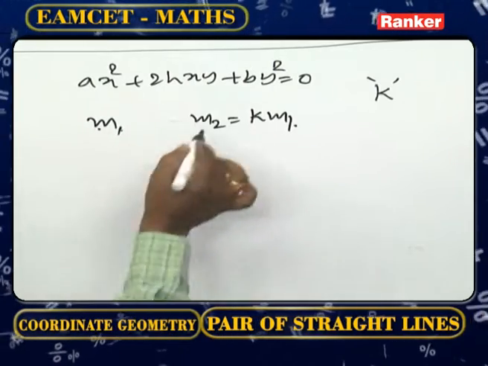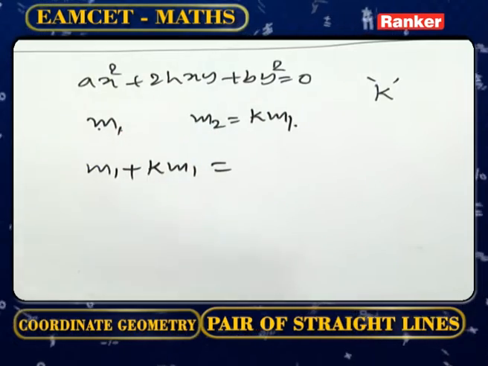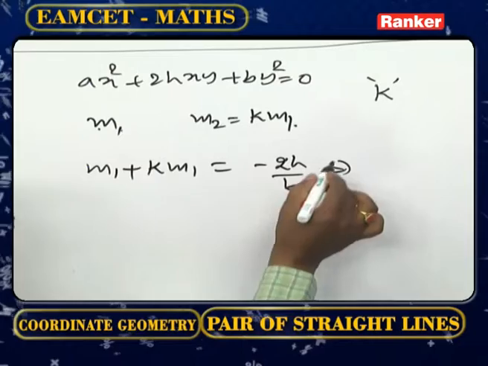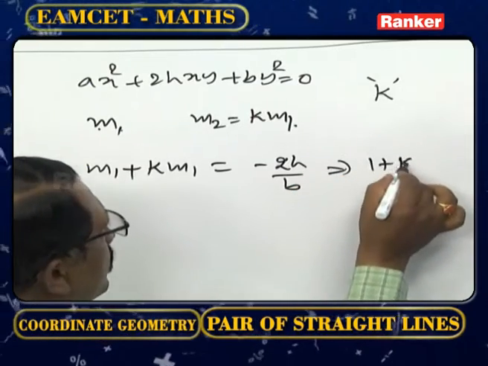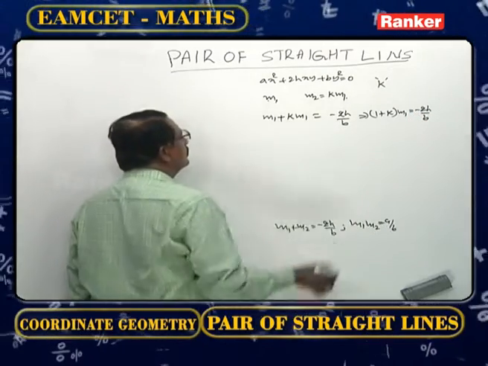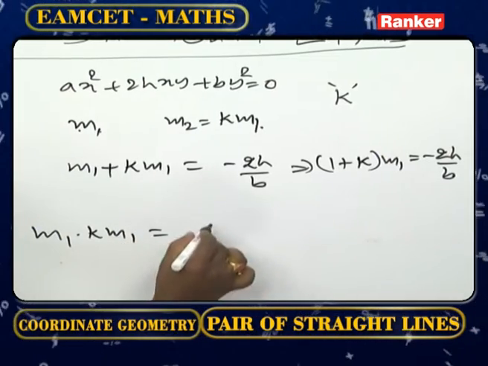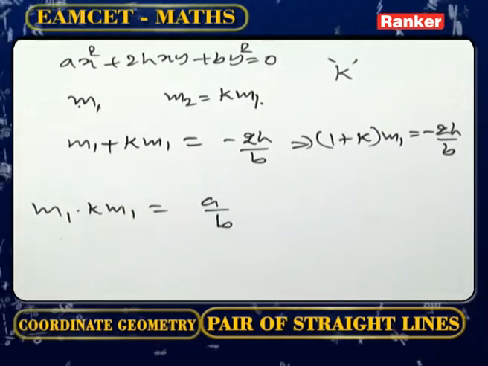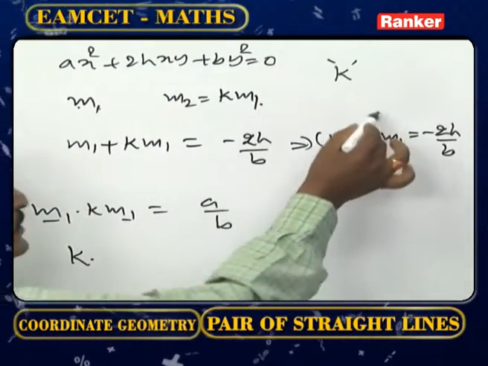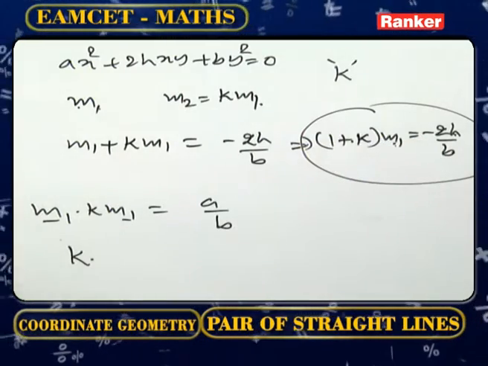Now the sum of slopes m1 plus k m1, but the sum of slopes of the pair of lines equals minus 2h by b. We get (1 plus k) m1 equals minus 2h by b. Now the product of slopes m1 into k m1 equals a by b. The product of slopes equals a by b. Now k m1 square, but from this equation we get the value of m1 equals minus 2h by b into (1 plus k).